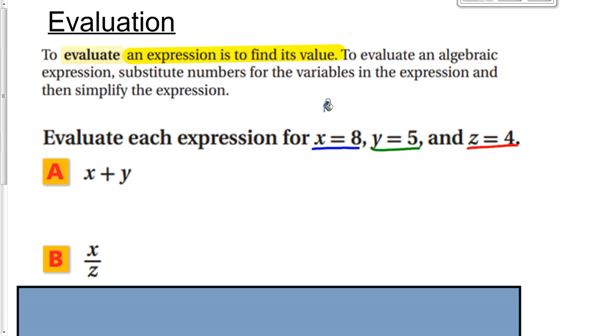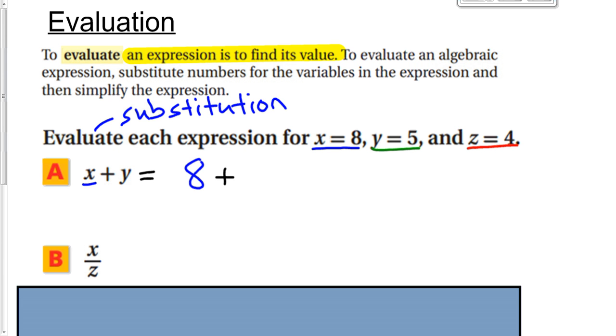All right, okay. So x equals 8. Basically what we're going to do is substitute. Evaluation with an algebraic expression is basically like substitution. If you want to think of it like that, you can. They're telling us that x is 8 and y is 5. So we do 8 plus 5, and we get 13. We have found its value when x equals 8 and y equals 5.